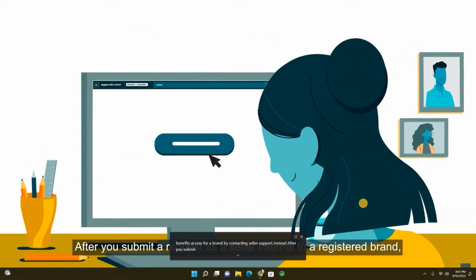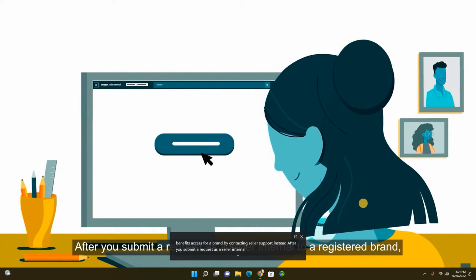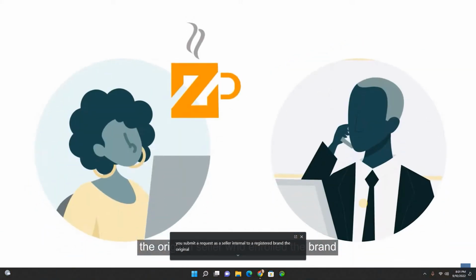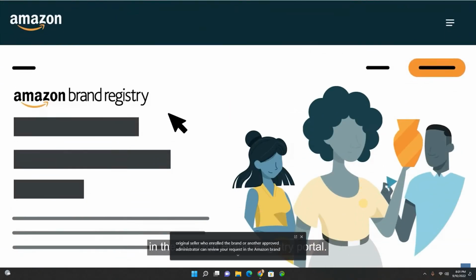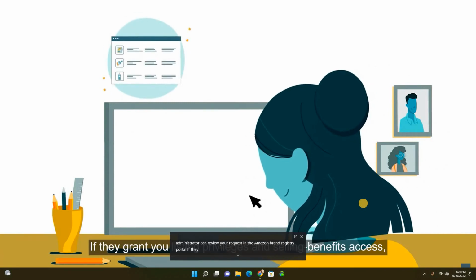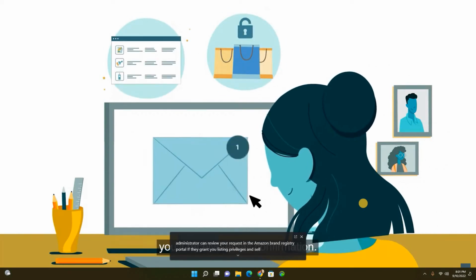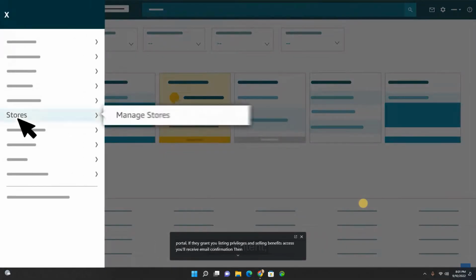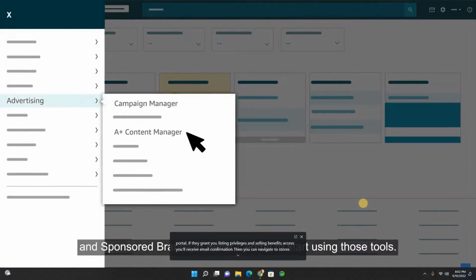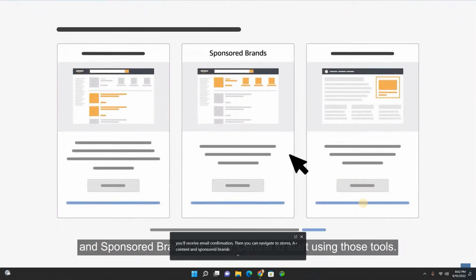After you submit a request as a seller internal to a registered brand, the original seller who enrolled the brand or another approved administrator can review your request in the Amazon Brand Registry portal. If they grant you listing privileges and selling benefits access, you'll receive email confirmation. Then you can navigate to Stores, A+ Content, and Sponsored Brands in Seller Central to start using those tools.